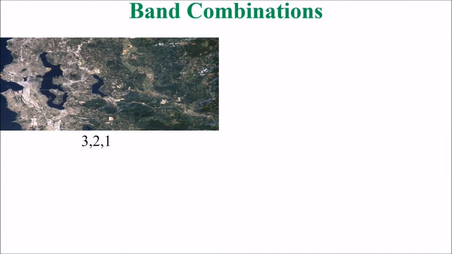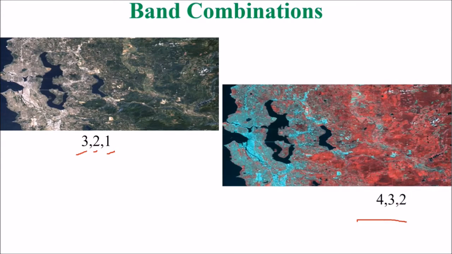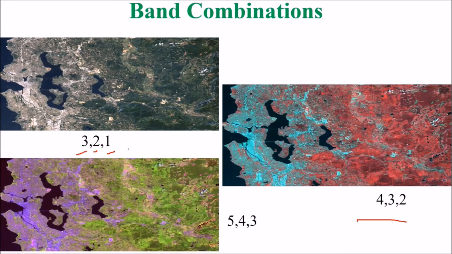What about the band combinations? Normally satellite imaging is done in various bands, such as 1, 2 or 3. When you combine 3 bands, you can get a better idea. This is how the 432 band is combined. This is the 543.